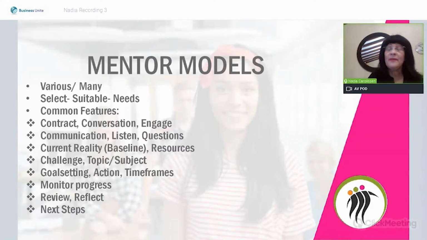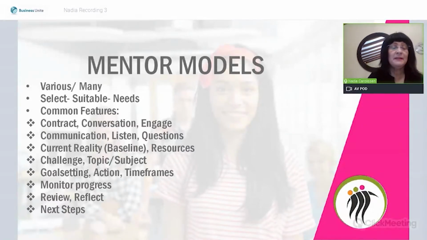First of all, a contract has to be signed or some agreement has to be reached. And that contract normally includes things like the goals, the ground rules, the meeting times, the relationship, etc. There's conversation that will take place, and there is a level of engagement. And in one of the next modules, we'll elaborate more on engagement.